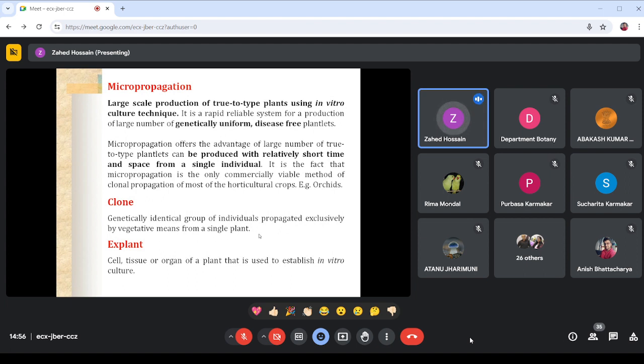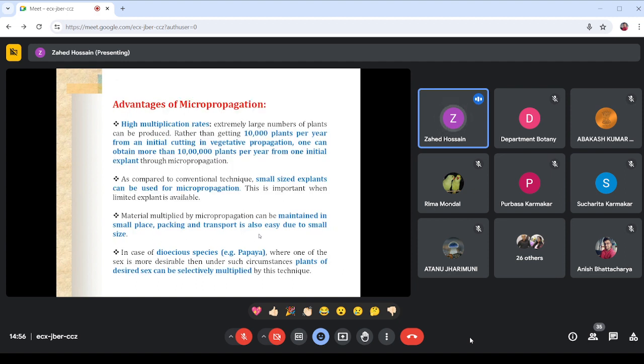An explant, I have mentioned, is the starting material. So micropropagation, what are the advantages? Very high multiplication rate, because if you do a conventional propagation technique, maybe cutting or vegetative propagules, you may raise maybe 10,000 plants per year. But if you follow micropropagation, you may raise 10 lakh plants per year from a single explant. So micropropagation has a great advantage, particularly for the high multiplication rate.